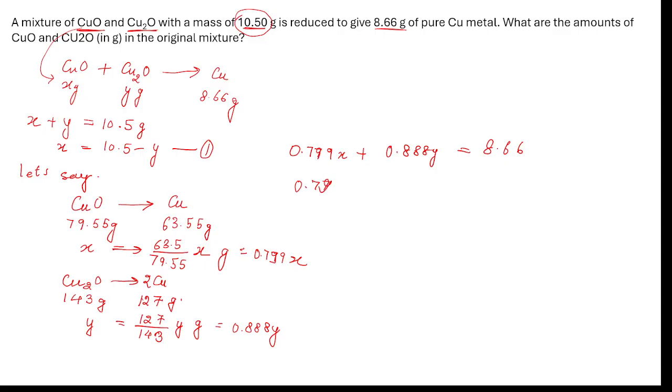0.799 times (10.5 minus y) plus 0.888y is equal to 8.66, and if you solve it, you are going to find 0.799 multiplied by 10.5, which is going to be 8.3895, minus 0.799y, sorry, this is also y, plus 0.888y.